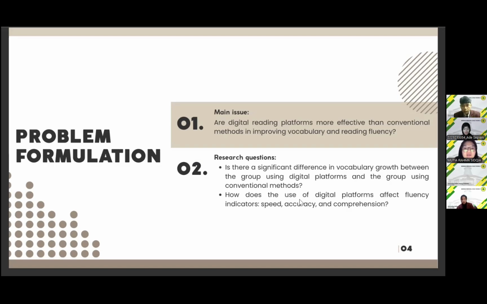For the problem formulation, the main issue is: are digital reading platforms more effective than conventional methods in improving vocabulary and reading fluency? Based on this, there are two research questions. The first is, is there a significant difference in vocabulary growth between students using digital platforms and those using conventional methods? Second, how does digital reading affect reading fluency, including speed, accuracy, and comprehension?